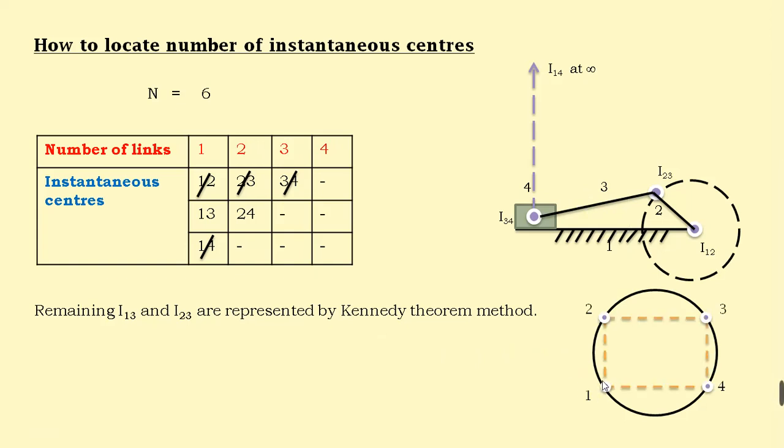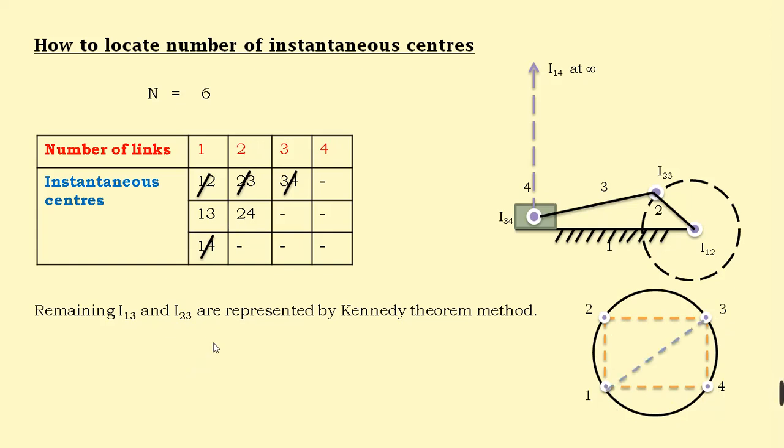Each straight line represents an instantaneous center: the 1 to 2 line represents the I12 point, the 2 to 3 line represents I23, the 3 to 4 line represents I34, and the 4 to 1 line represents I14. Based upon these lines, we can find the remaining 1, 3 and 2, 4.